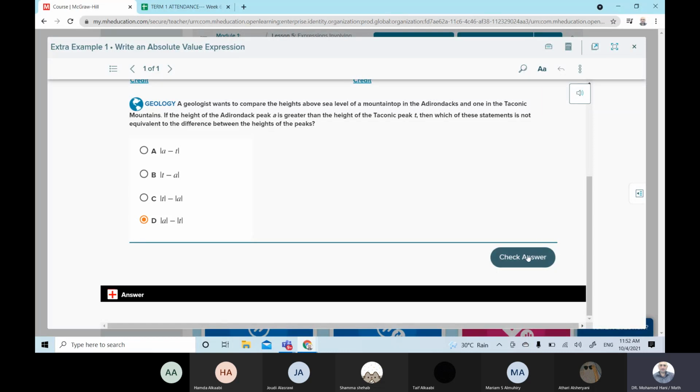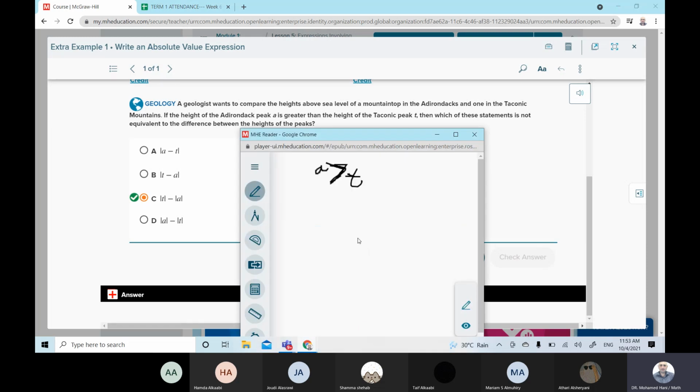Let us check. This is wrong. So what is the right one? Who can tell me what is the right one? If I check A, also wrong. So the right answer will be T minus A. Why T minus A? The absolute value of T minus the absolute value of A.